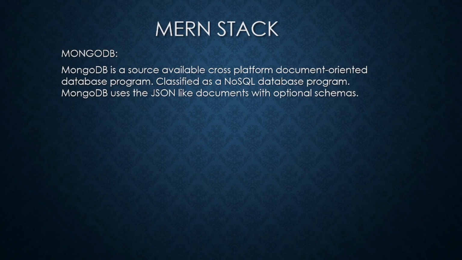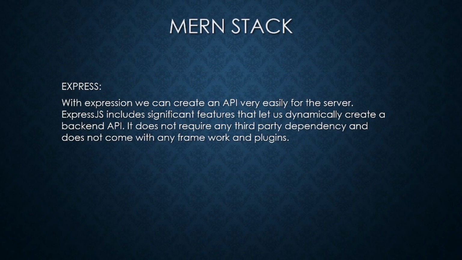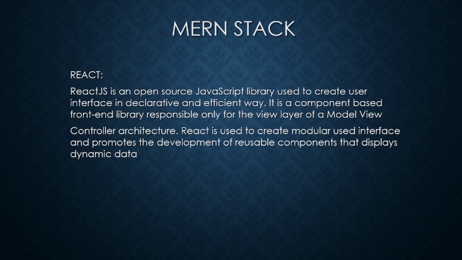MERN Stack. First, MongoDB is a source available cross-platform document-oriented database program. Classified as a NoSQL database program, MongoDB uses JSON-like documents with optional schemas. Express. With Express, we can create an API very easily for the server. Express.js includes significant features that let us dynamically create backend APIs. It does not require any third-party dependency and does not come with any framework and plugins.